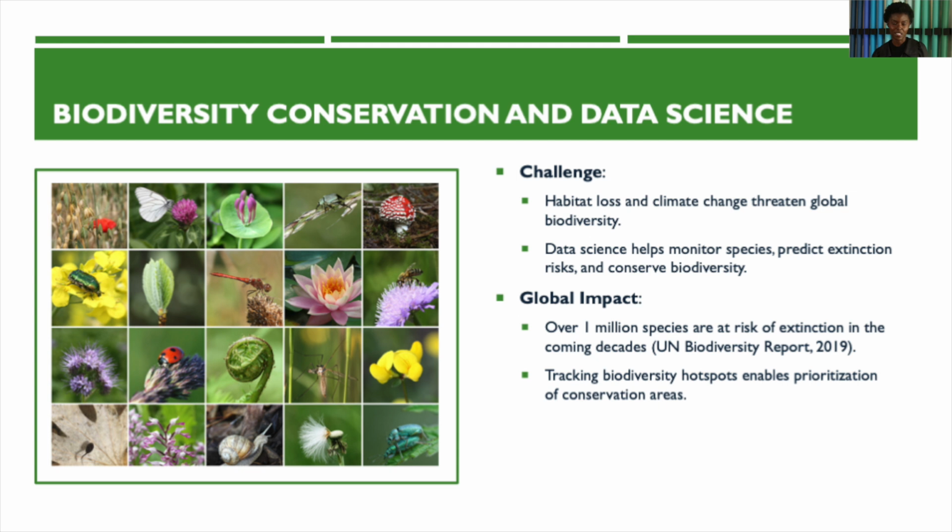Biodiversity conservation and data science. Next, let's discuss biodiversity conservation. Over 1 million species are at risk of extinction, primarily due to habitat loss and climate change, according to a 2019 UN Biodiversity Report. Data science is invaluable in monitoring species, assessing extinction risks, and prioritizing conservation efforts. By analyzing species distribution and habitat data, conservationists can identify biodiversity hotspots and focus their efforts where they're most needed.